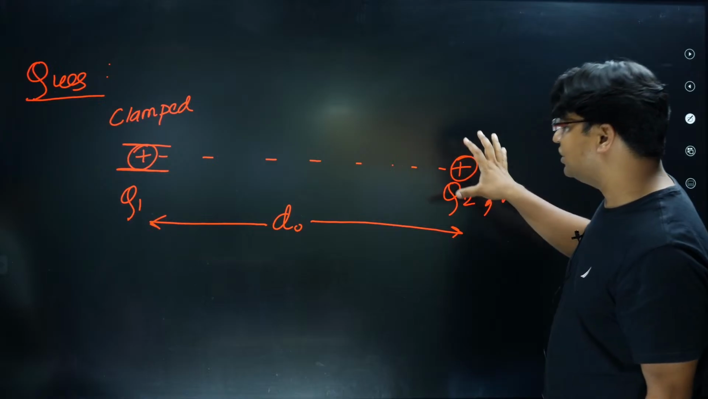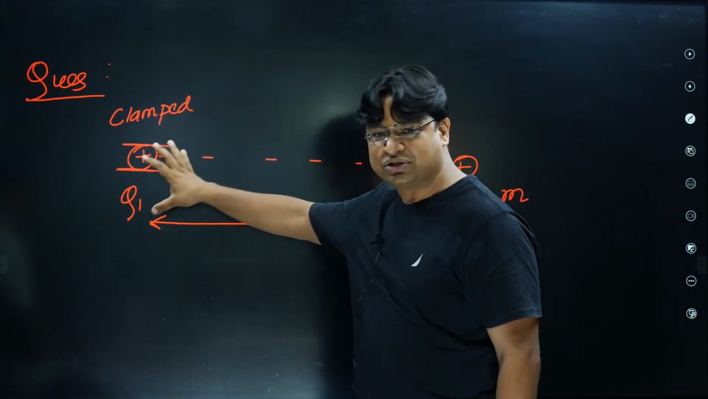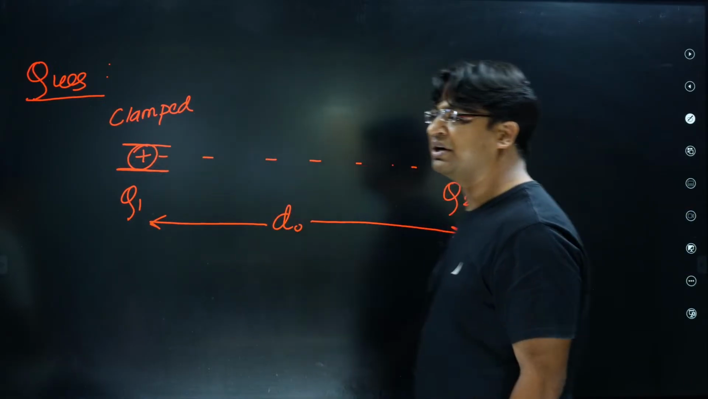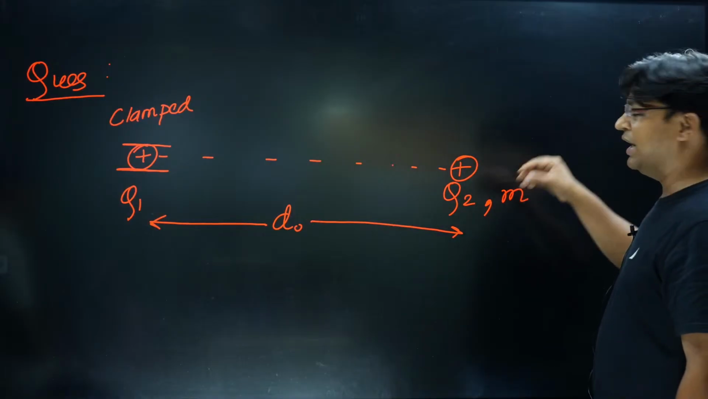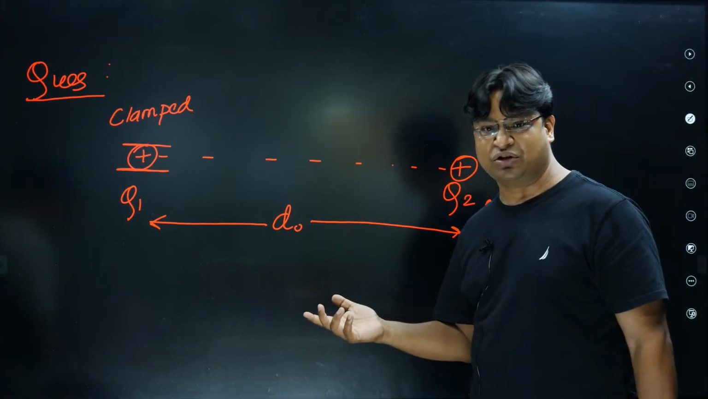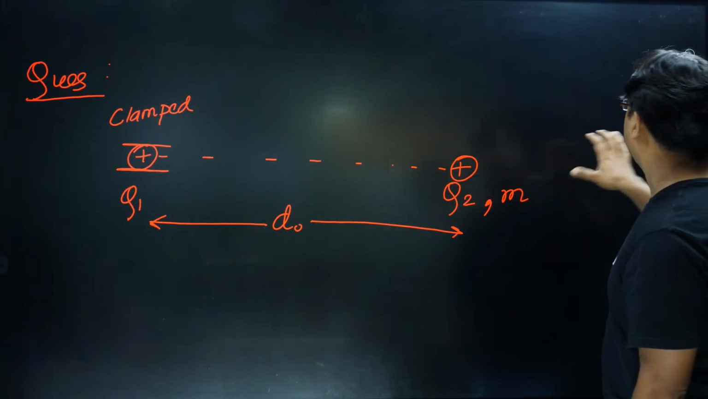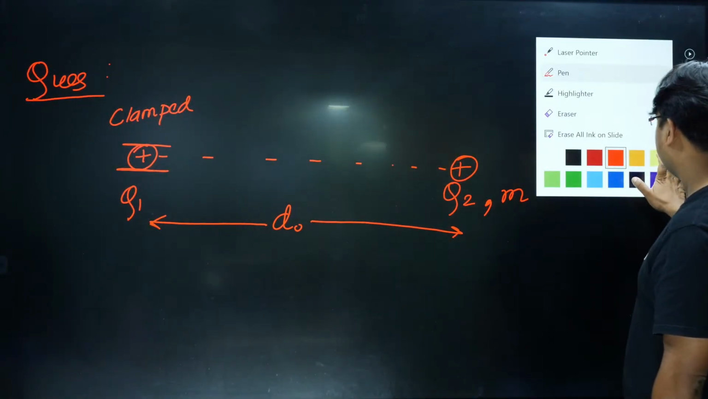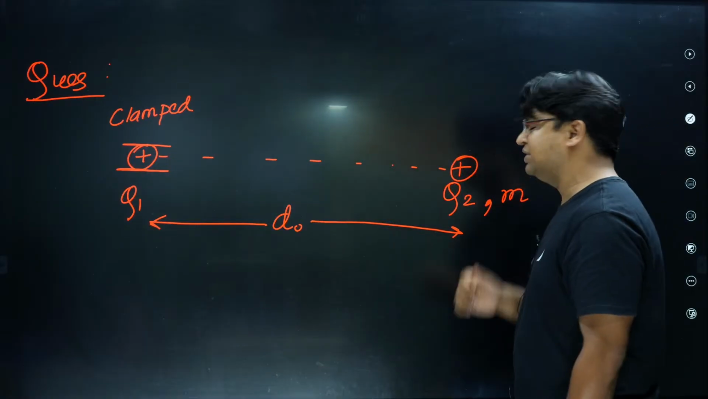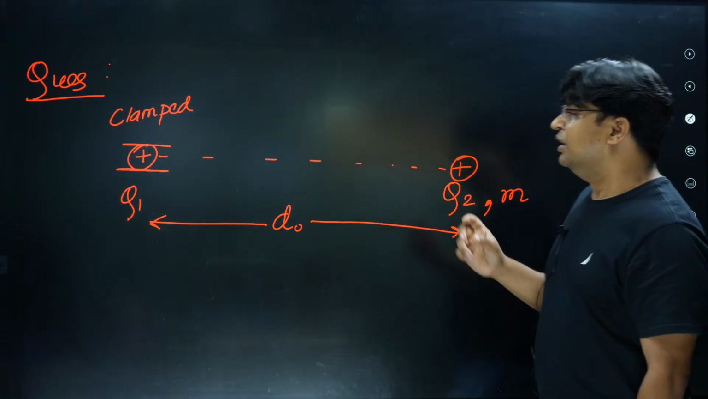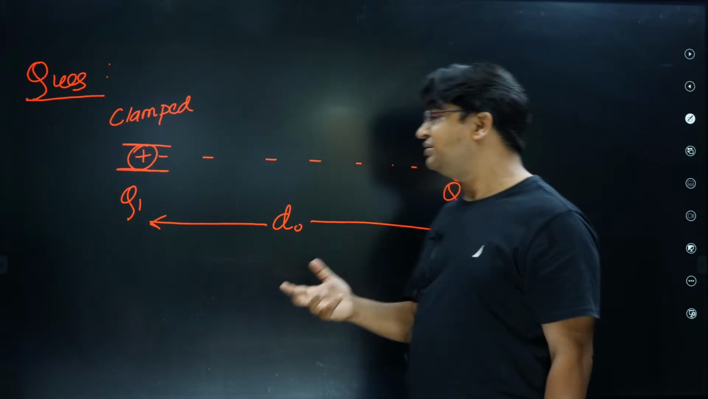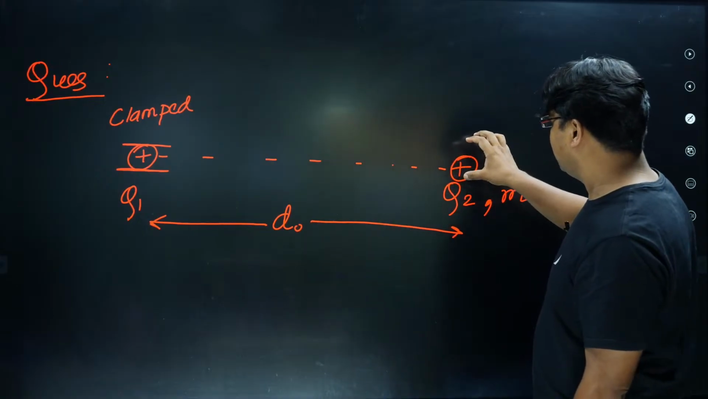Right now there is only one force which is acting, and that force is the electrostatic repulsion due to this particle. So there is one force, and therefore the net force is non-zero because there is no other force which can balance this one. Once we release the particle, under the influence of that force, it will start moving in this direction.